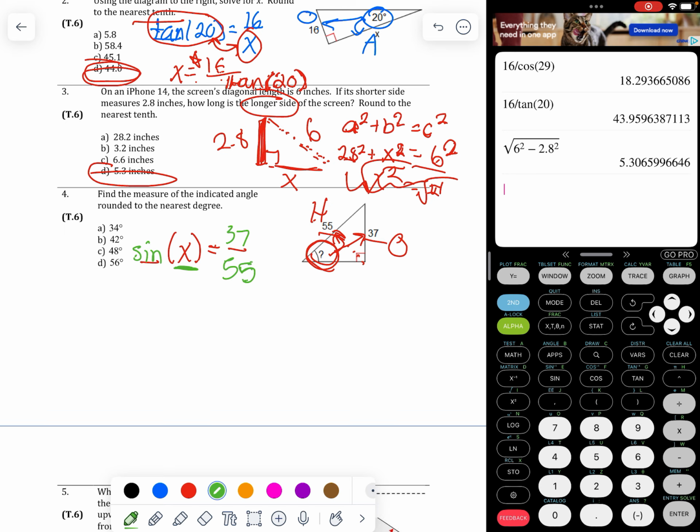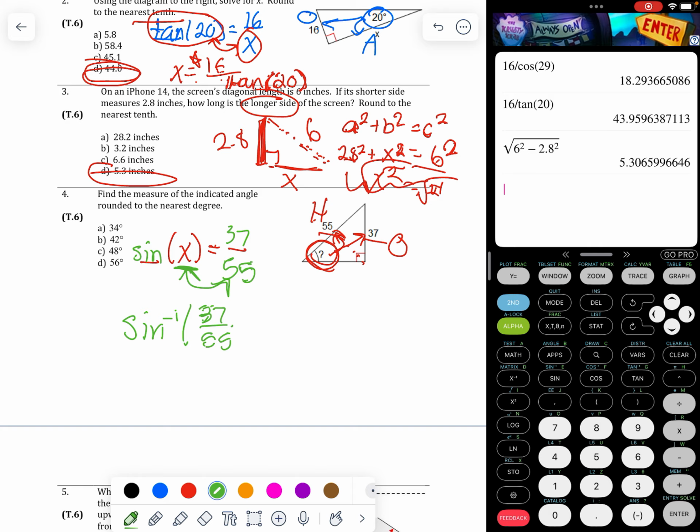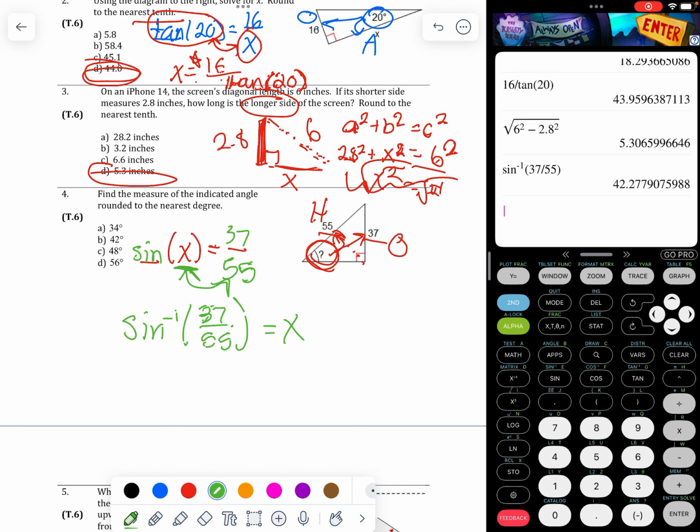Okay, so basically it's just the idea of switching these two things, keeping that radical exactly the same. And there you go. That's it. Remember to get the inverse sine, take second, and then the trig function you want, 37 divided by 55. 42.3 should be our angle, which probably is going to round to B.